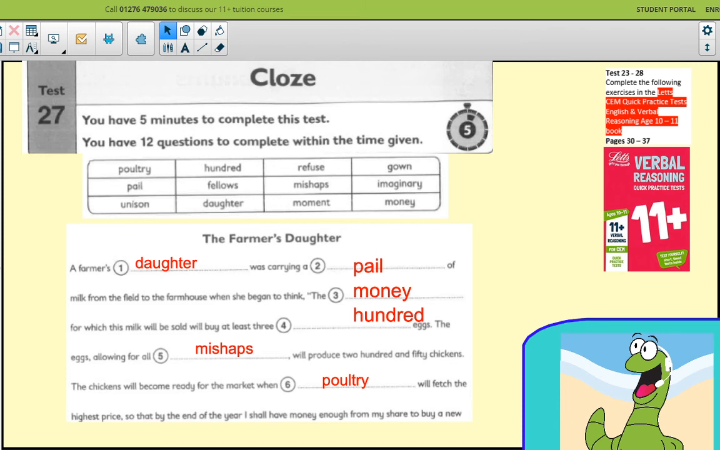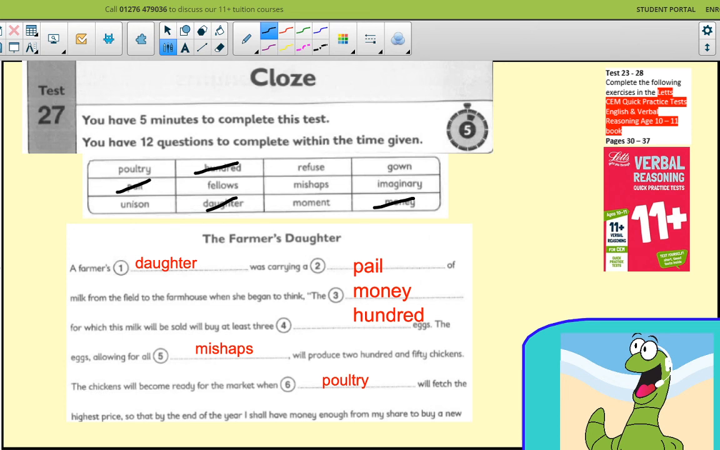A farmer's daughter was carrying a pail of milk from the field to the farmhouse when she began to think, the money for which this milk will be sold will buy at least 300 eggs. So I've chosen the words that I think are going to fit in the gap, and I'm just going to tick them off as I go along. This will help me keep track of the words that I have used. And if further down the line you come to a word that doesn't make sense, you might have made a mistake somewhere, so you can go back and check.